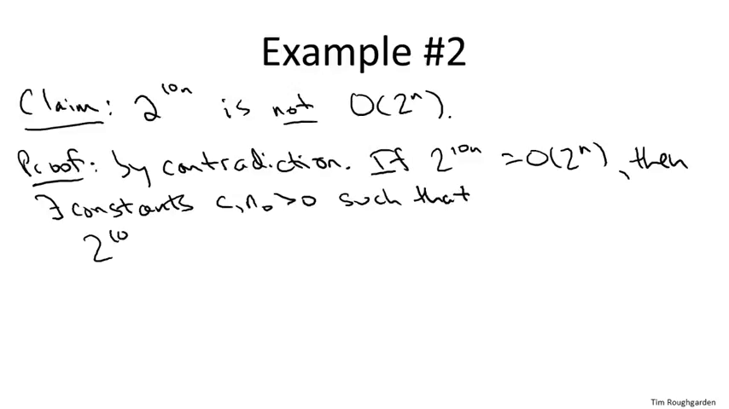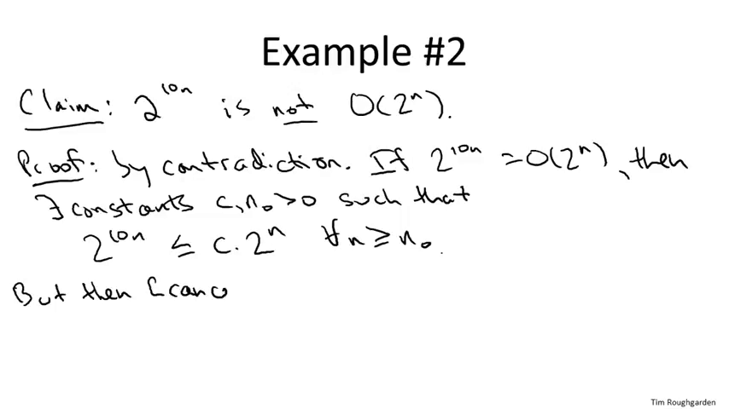So to complete the proof, what we have to do is go from this assumption and derive something which is obviously false, but that's easy to do just by canceling this 2 to the n term from both sides. So if we divide both sides by 2 to the n, which is a positive number since n is positive, what we find would be a logical consequence of our assumption would be that 2 raised to the 9n is bounded above by some fixed constant c for all n at least n naught.